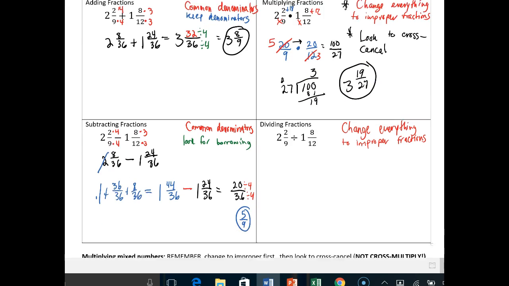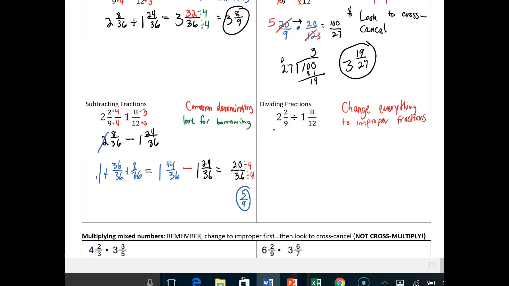All right, so same thing here. We're going to change everything to improper fractions. We're going to flip the second fraction before we look to cross cancel. That's just going to be the major difference here. All right, so let's go ahead and try it. So 2 times 9 plus 18 gives me the same thing, 20 over 9, divided by, keep the division sign, change this, 8 plus 12 is 20 over 12.